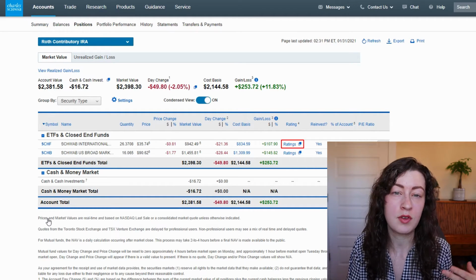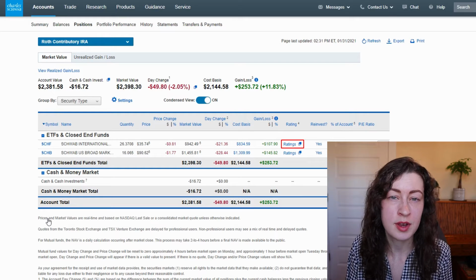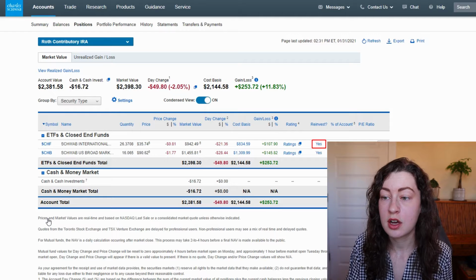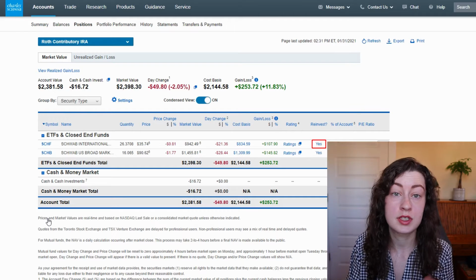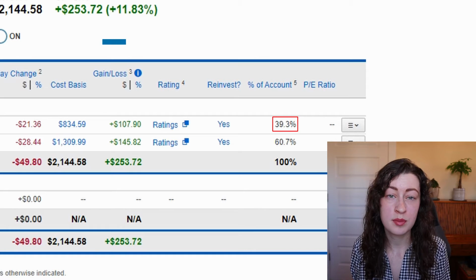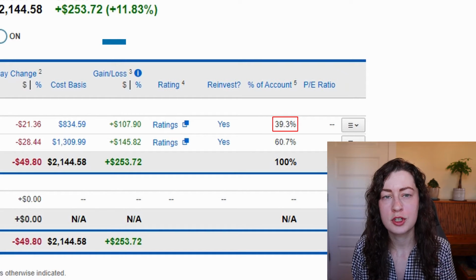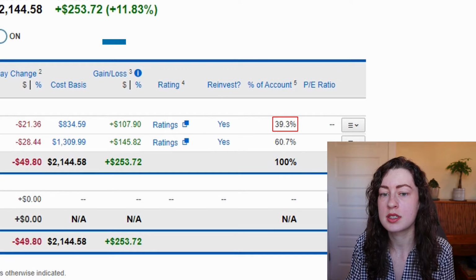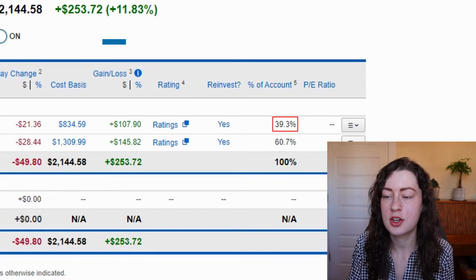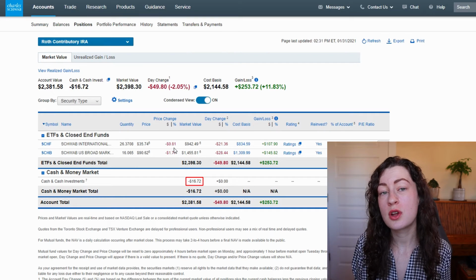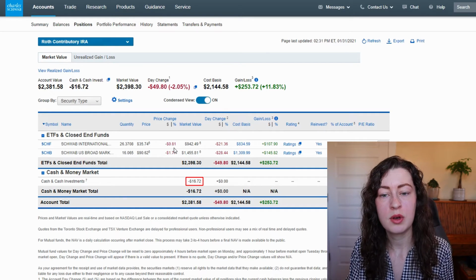If you click on that, it'll give you a pop-up window that gives you more information about the stock or security. Dividend reinvesting is turned on, so it says yes for these. If it's not turned on, it'll say no. And then finally, the percent of account, which is based off of the market value. So all of your shares represent 39.3% of your total portfolio, whereas the other shares of the second security represent 60.7% of the portfolio.